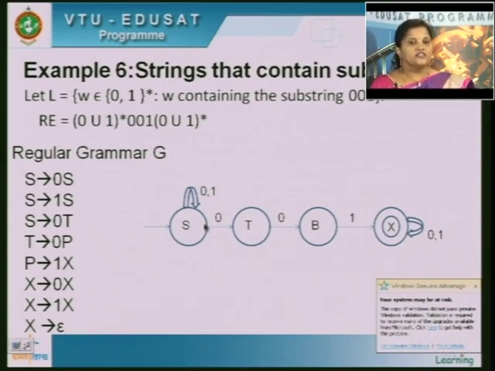That is, S generates 0S or 1S, next S derives 0T, next T derives 0P, sorry, P, and then P derives 1X. And X derives 0 or 1 and even it derives epsilon. So, you can make this a final state and then you can construct.